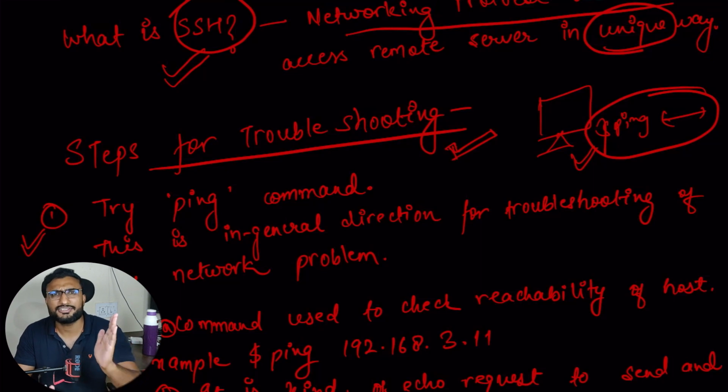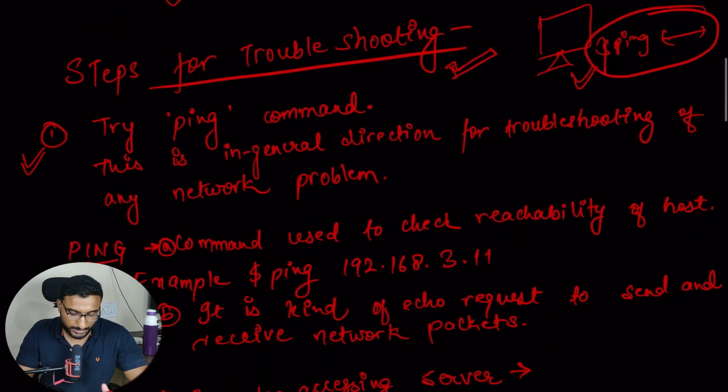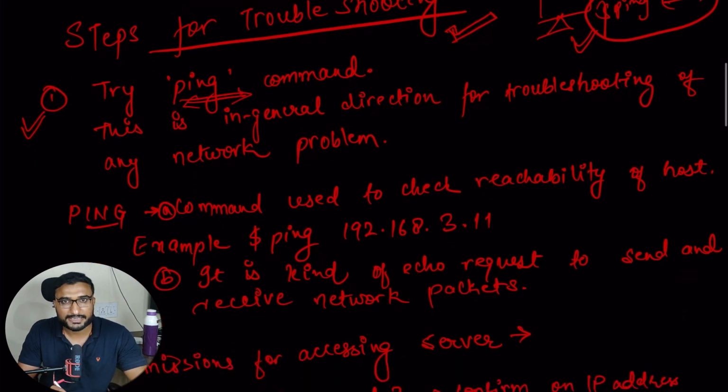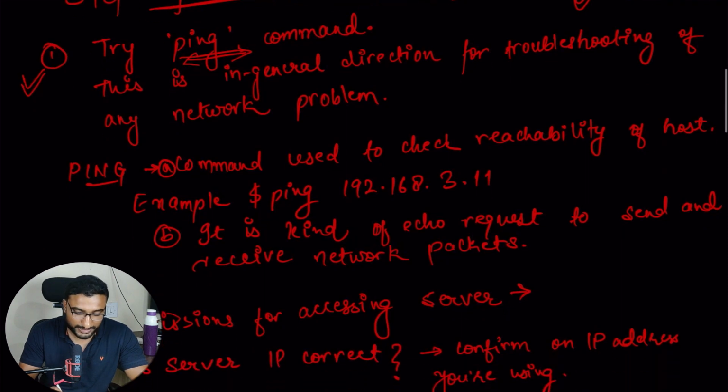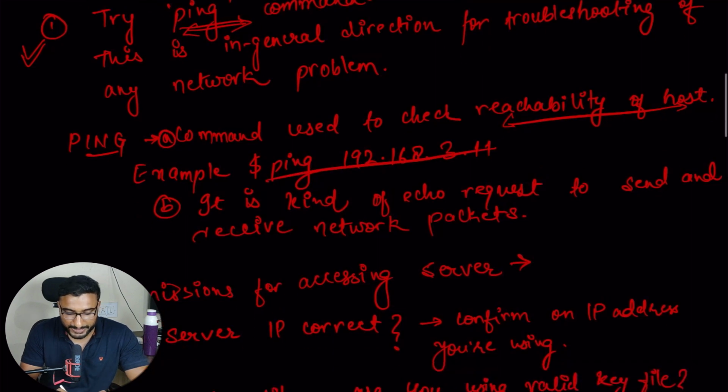This is a general approach for any network problem. If you are facing any networking kind of problem, you can try a ping command as a first step, try pinging that remote host, and see if you are able to reach it or not. What is ping specifically? Ping is in general used to check the reachability of a host. This is the example of the ping command, ping and the IP address.